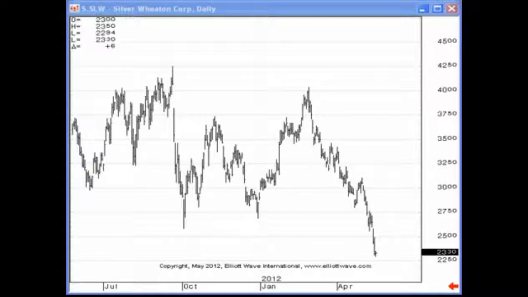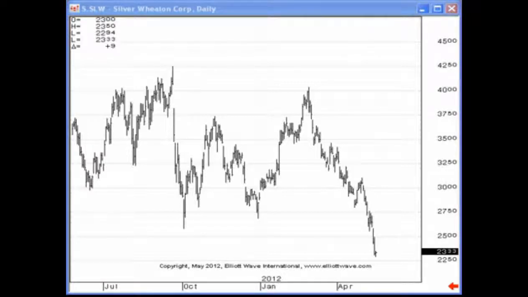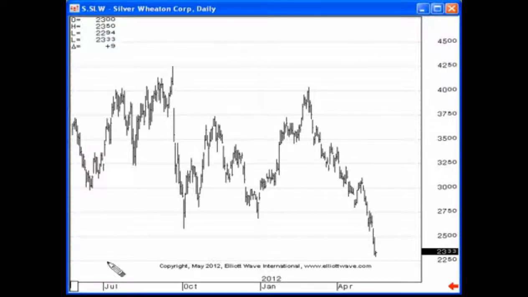For me though, there's two key characteristics which identify a high probability trade setup. Essentially, it's a three-wave price move within parallel lines. For example, this is a price chart of Silver Wheaton. The ticker symbol is SLW. This is a price chart.